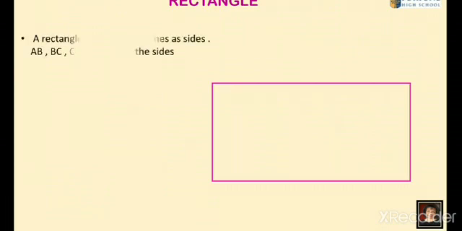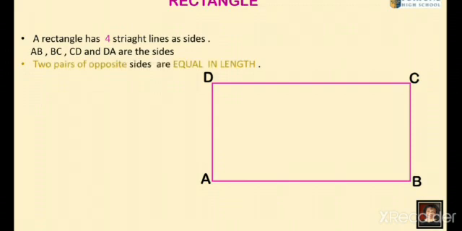So, let's see the rectangle in detail. We'll draw another rectangle. A rectangle has 4 straight lines as sides. Let's label it A, B, C, D. You children can also change the names of the 2 figures. You can also write P, Q, R, S. So, 2 pairs of opposite sides are equal in length.